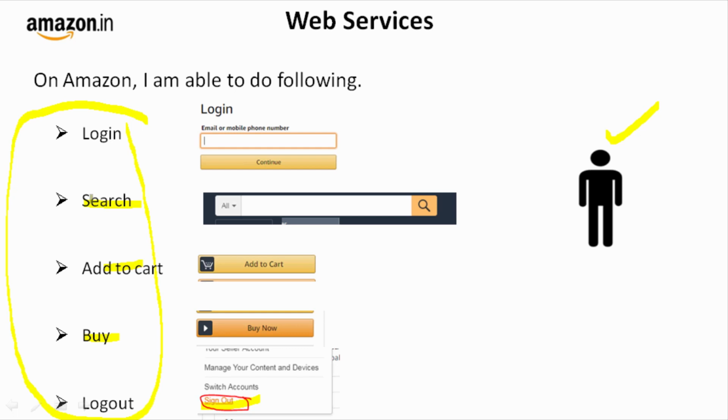Okay, let's not even get there. The course is not to master the Amazon website, but just to understand that these are all the services Amazon is providing to me as an end customer. And don't you think the services are available on the web? World Wide Web.